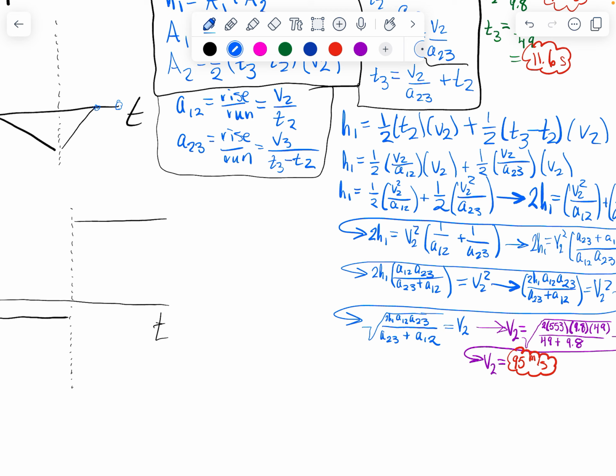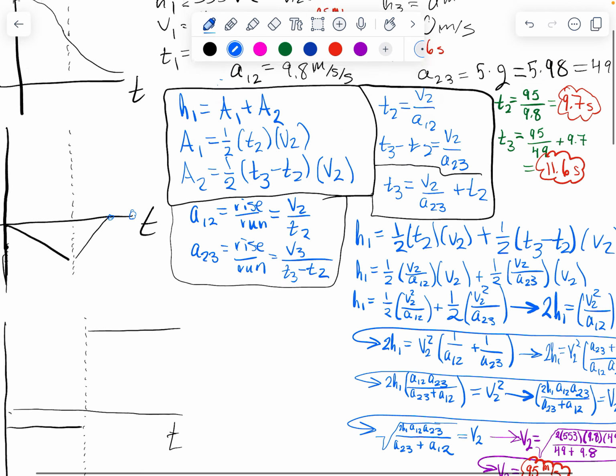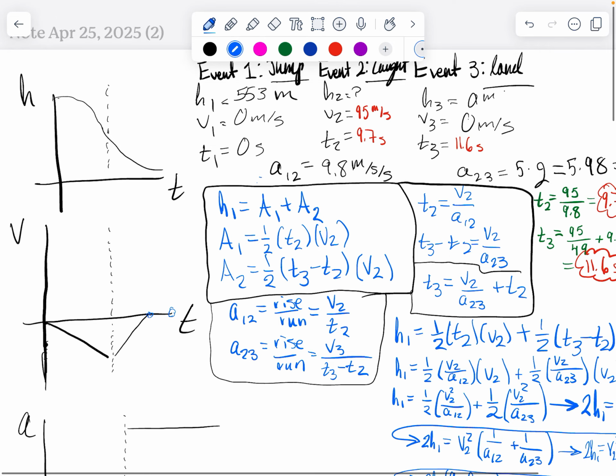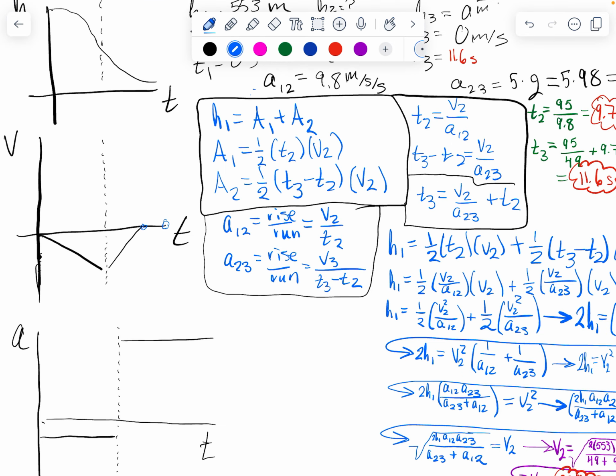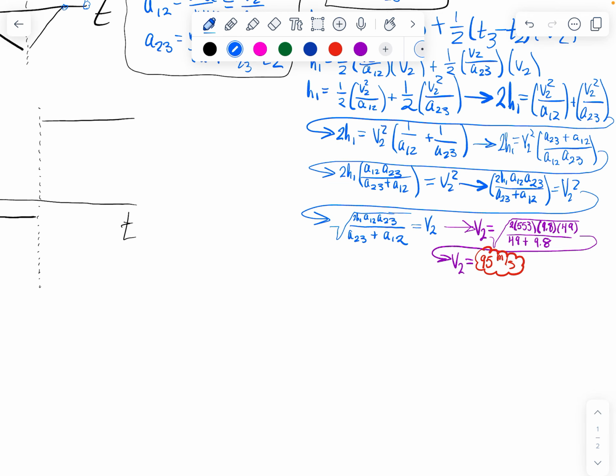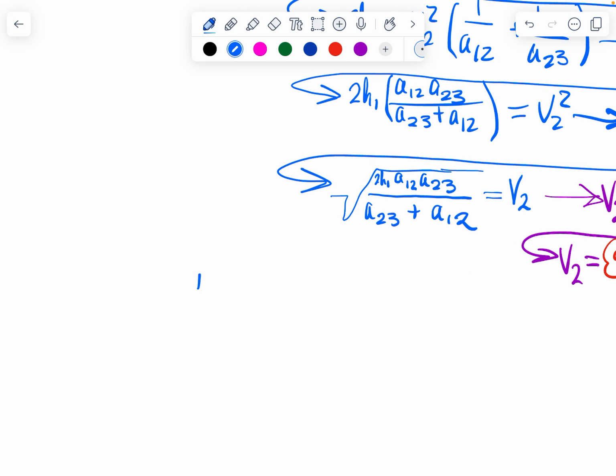Okay, so to find that, we're going to need T2, right? H2 is the equivalent to A2, right? Because that's going to be the second height. Yes. So let's do that. So we got H2 equals A1. Cool. So what do we got here?